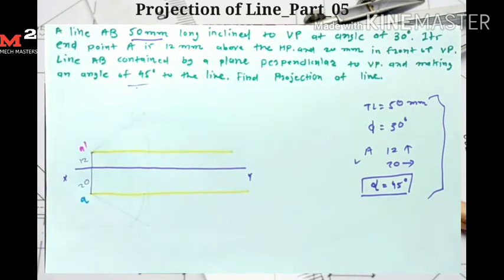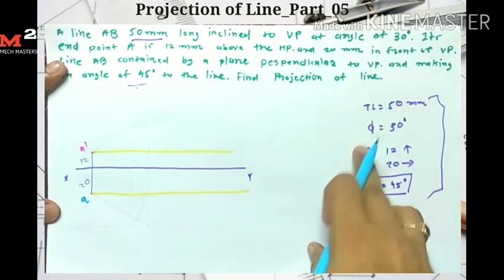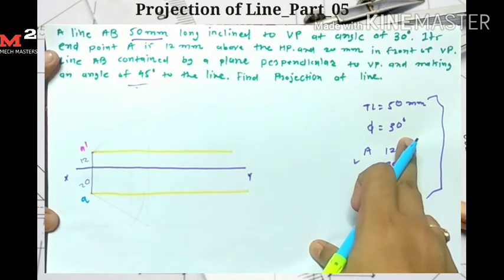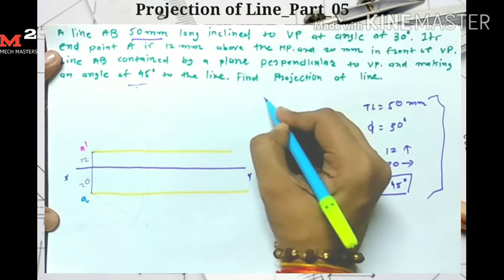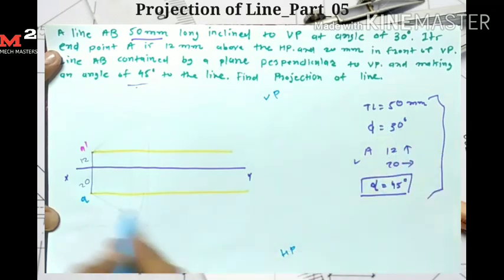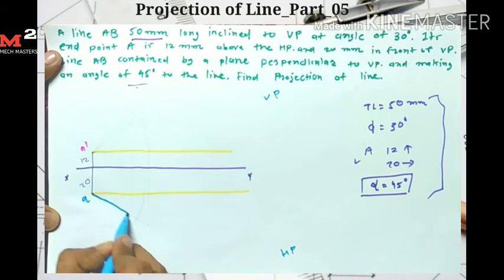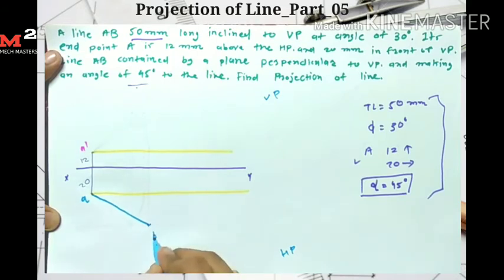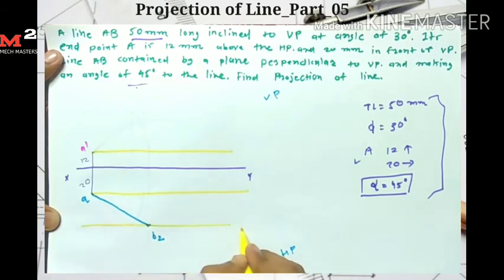Now true length is given 50 mm, phi is 30 degree, alpha is equal to 45 degree. So first I take true length equal to 50 mm and angle phi equal to 30 degree. Phi means angle made with the VP, but we represent it on the horizontal plane. So phi is equal to 30 and length is equal to 50. I draw one line here, so here I get my point B2. Then I draw the locus for B. This line is the locus for point B, meaning I get the point B on this line.